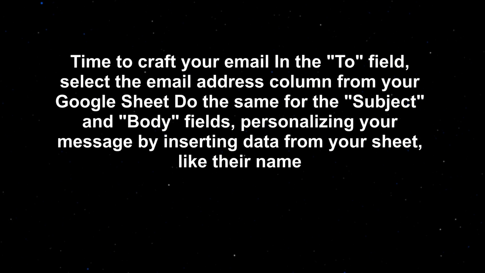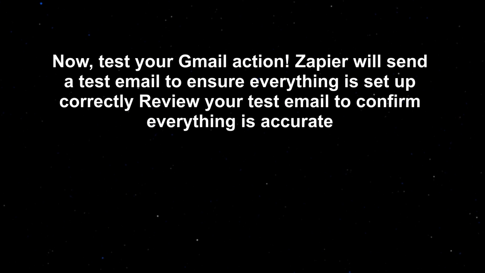Time to craft your email. In the To field, select the email address column from your Google Sheet. Do the same for the subject and body fields, personalizing your message by inserting data from your sheet, like their name. Now, test your Gmail action.